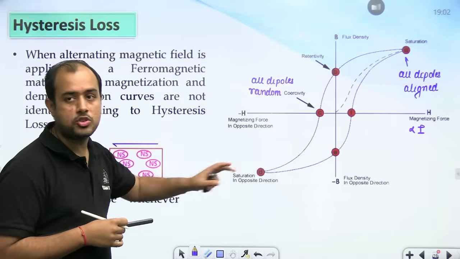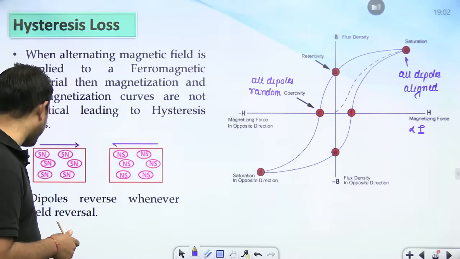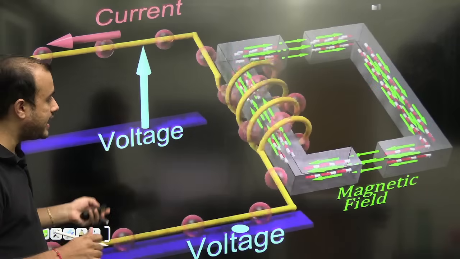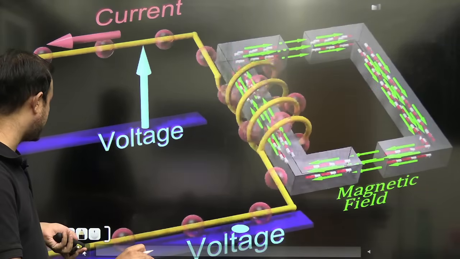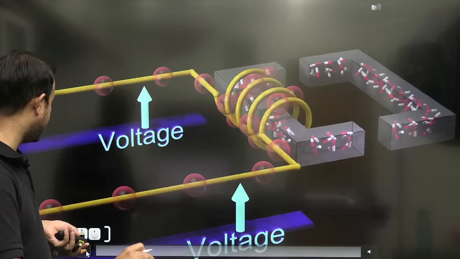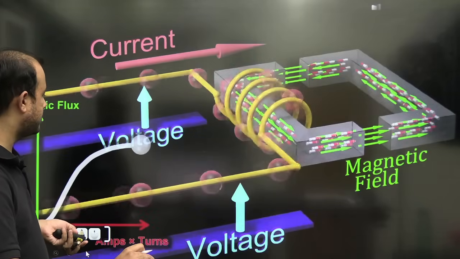Now, after saturating in the reverse direction, what we will do is, we will again apply a positive voltage. Okay.